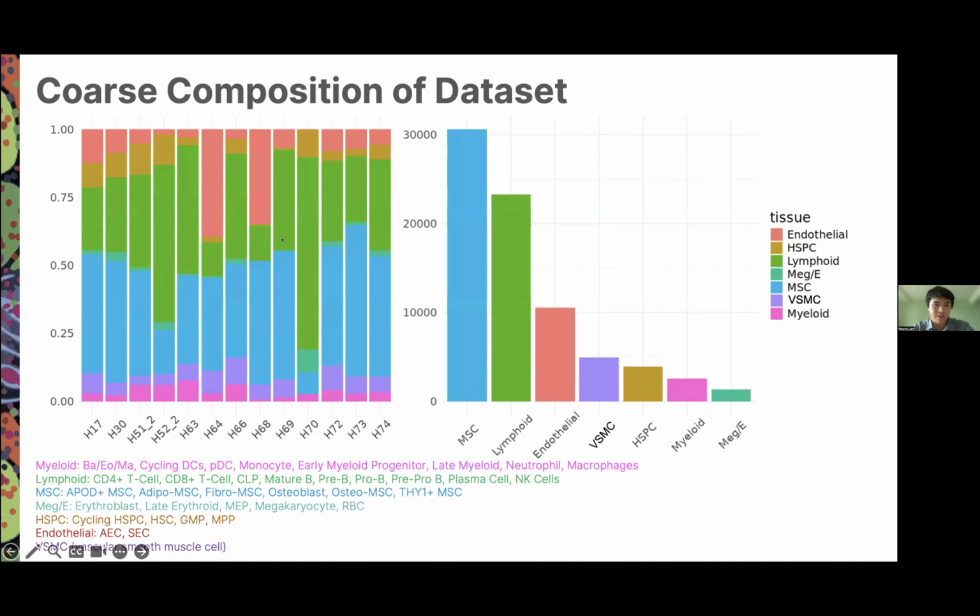And for our per sample composition, you can see that there is a lot of variation between the samples, which is definitely expected. But in total and overall, our MSC population is the highest, which means that our depletion of CD45 was successful in isolating the non-hematopoietic cells.